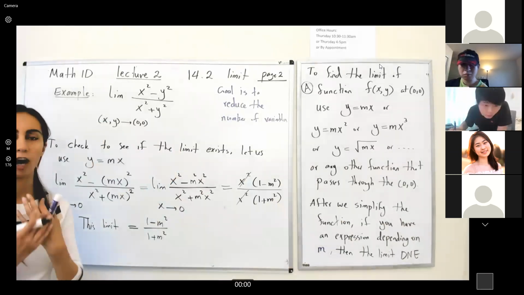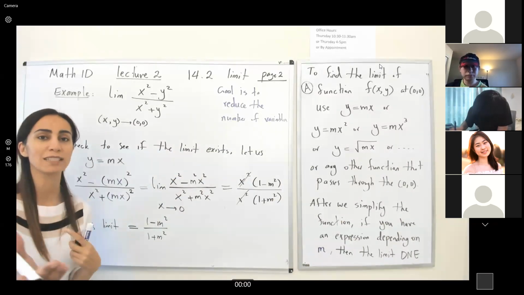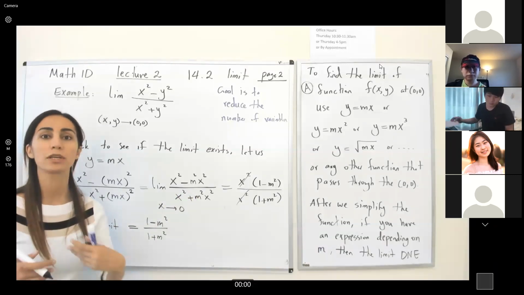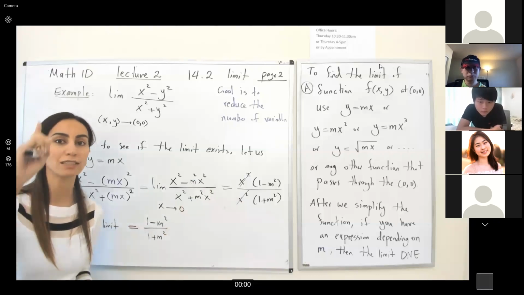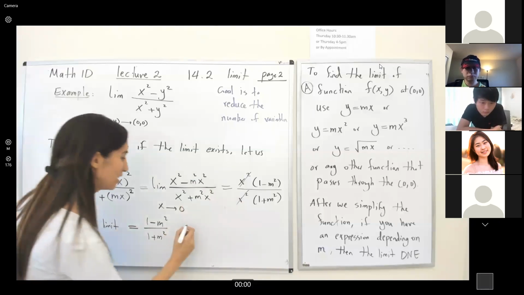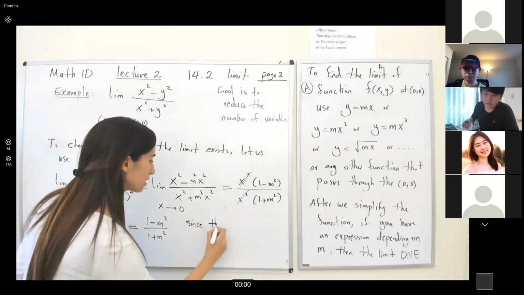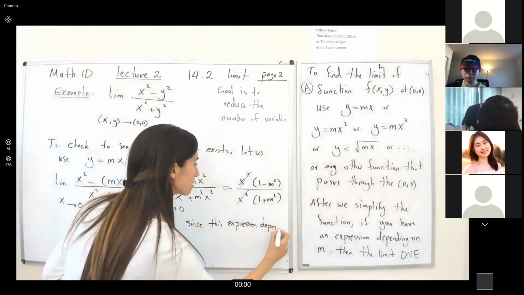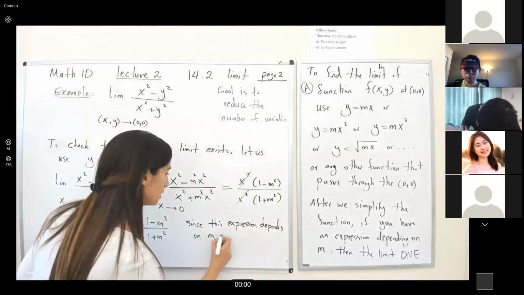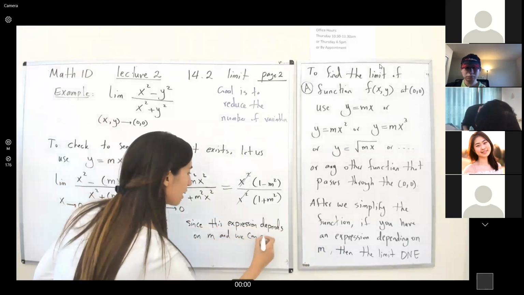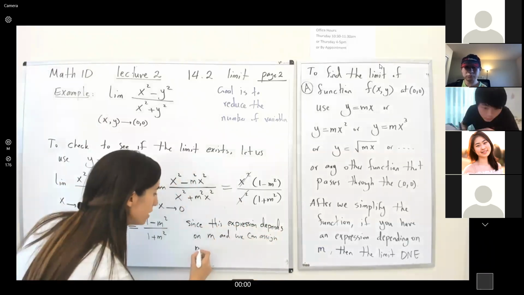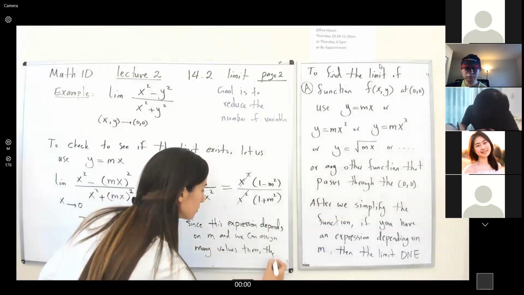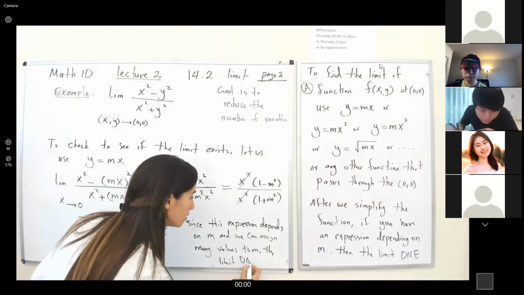It means that I can select a value for m, you can select a value for m, other people can select different values for m. So you get different limits. You don't get a unique limit. So since this expression depends on m, and we can assign many values to m, the limit does not exist.